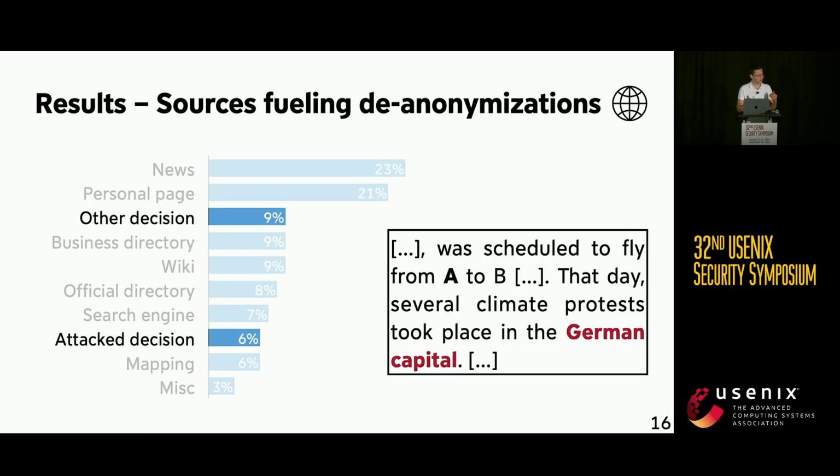I also want to highlight that 15% of these sources were other court decisions or the attack decision itself. And we have an example of that again. We were saying that OB was scheduled to fly from A to B, and in the next sentence it says that climate protests took place in the German capital. So we already know that A must be Berlin.